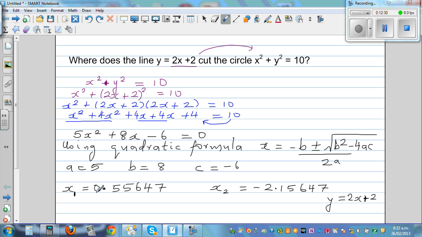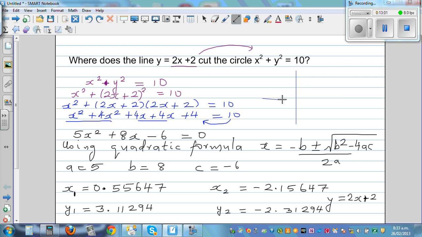So your y1, when x1 is 0.55647, would be 3.11294. And y2 is negative 2.31294. Now just to give you a graphical understanding, you haven't learned about circles, maybe not.